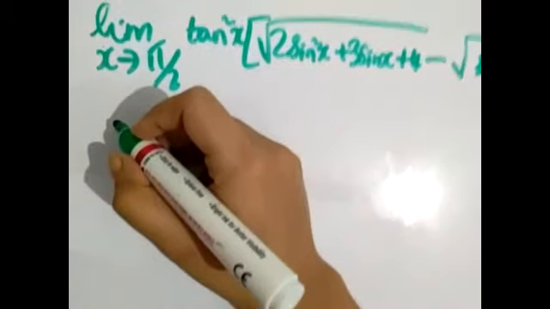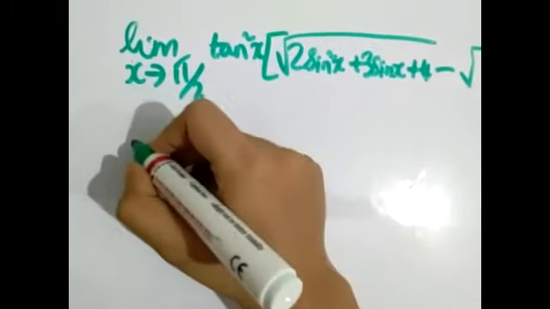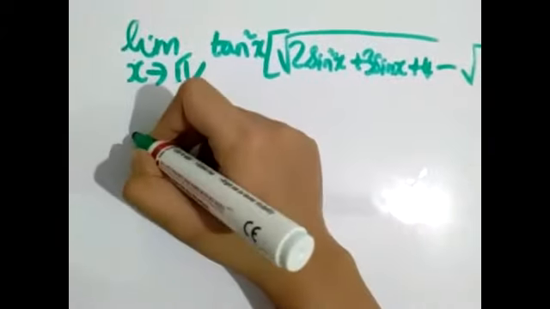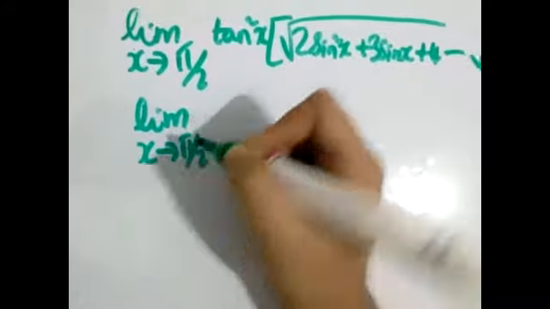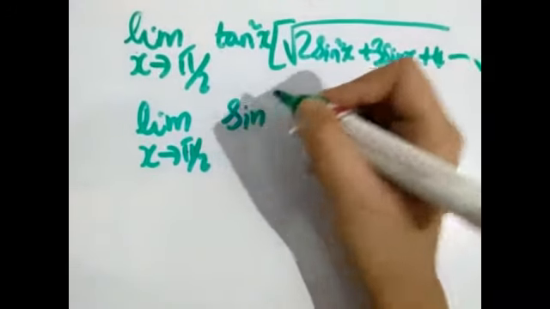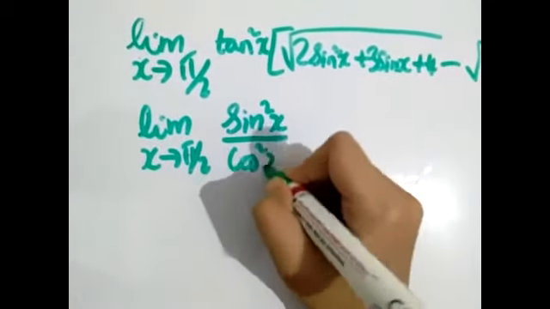This might take a couple of steps, but then you will find it to be very easy by the end of this question. Okay, so limit x tends to pi by 2. I'll split this. What is tan x? Sin x by cos x. So tan square x is sin square x by cos square x.